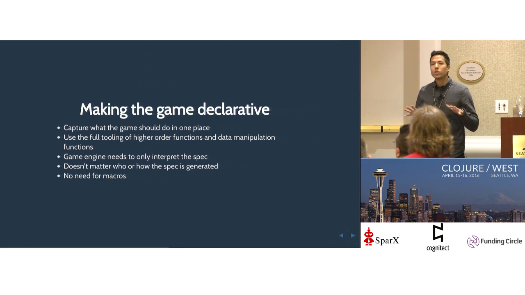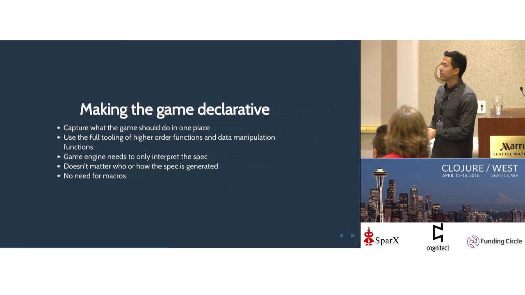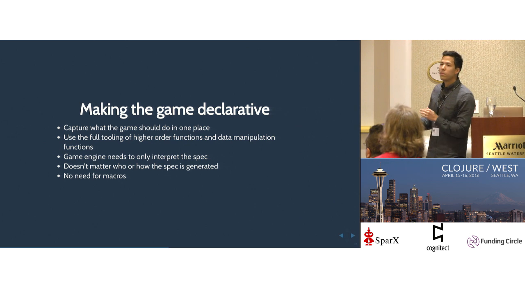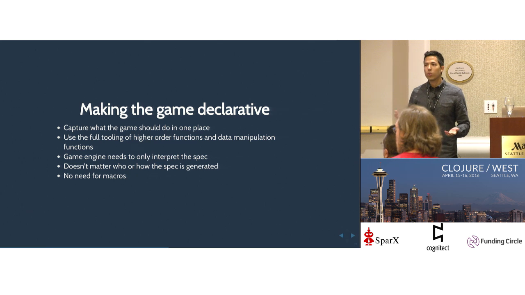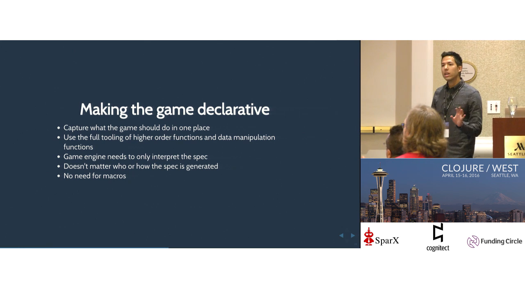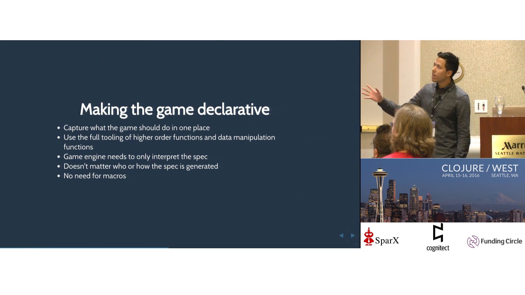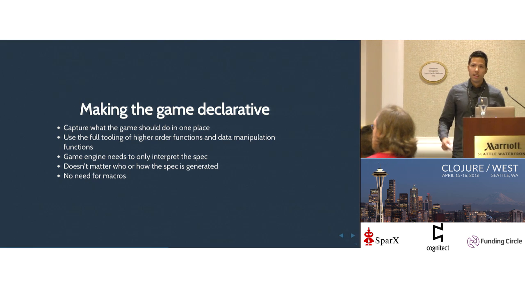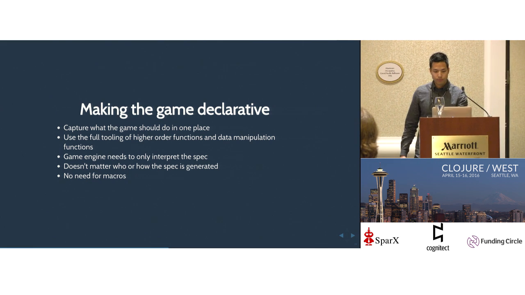And we want our game engine to interpret this stuff for us, do the right thing for us, and it shouldn't matter how this data gets generated. It doesn't matter where this game spec came from. Our game engine should just figure that out. And for now, we can just avoid macros. We're going to keep it all at data, and that's going to be our DSL.